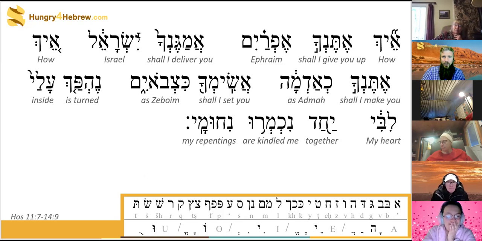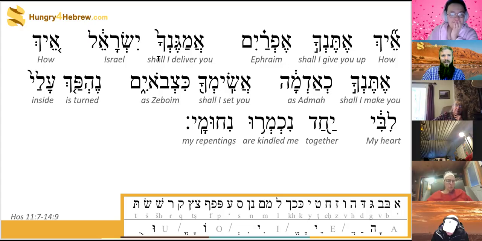All right, where did we leave off? So, "Amagencha Yisrael", like, I will shield you. It says deliver, but whatever. "Ech etencha ke'adma." So what is adma here? Place. The place, the proper noun. How do we know that? Because here's another one over here, Tzvoyim or Tzvoim, I guess. No, it is Tzvoyim.